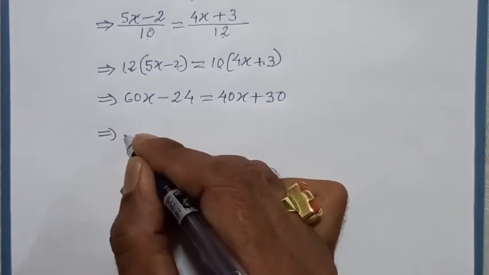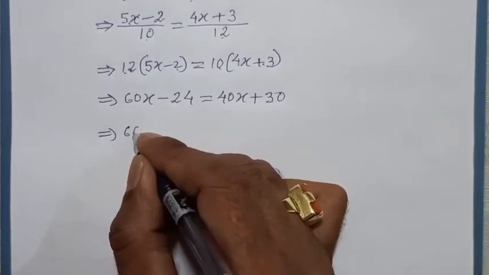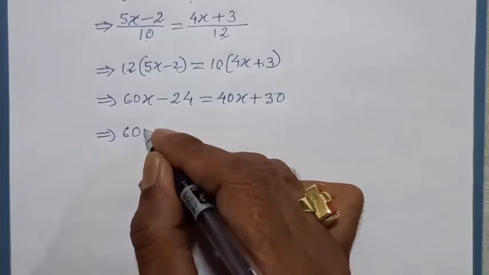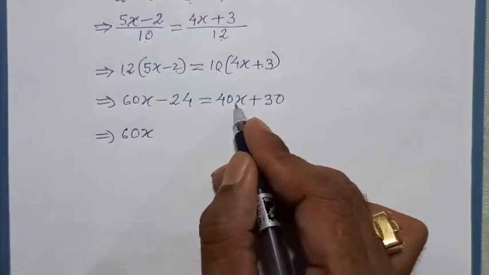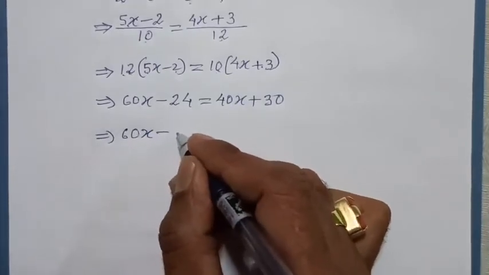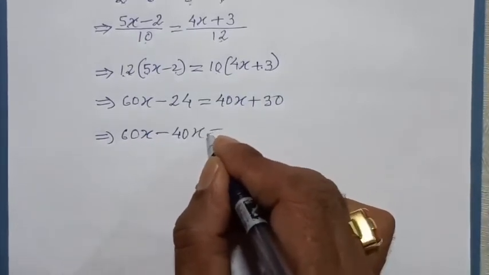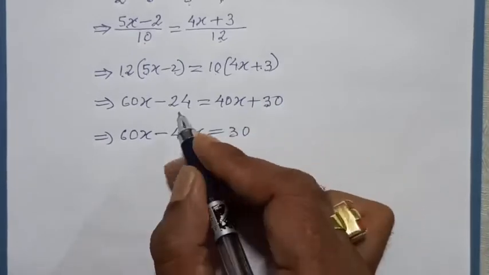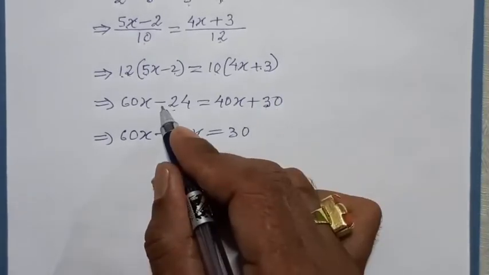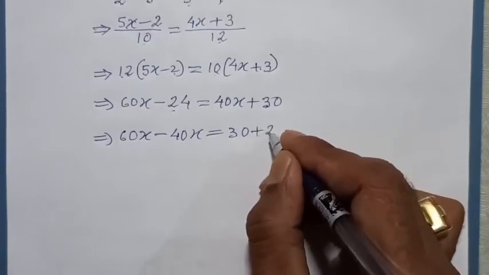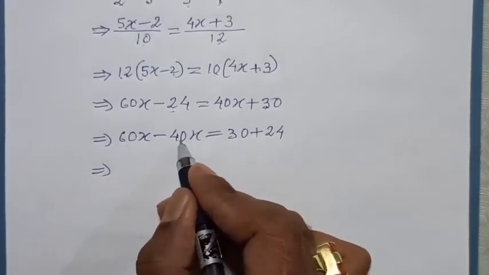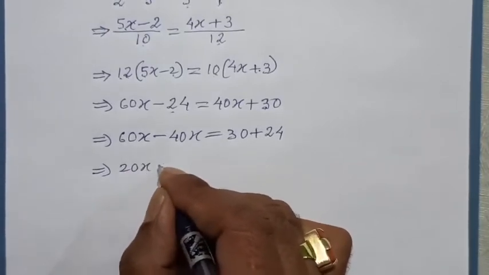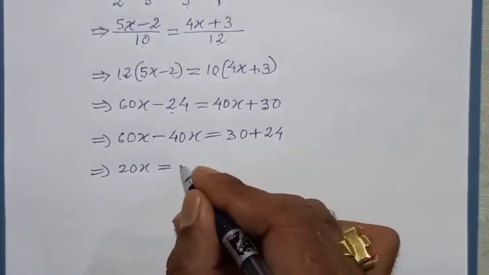Next, now we have to write down all the terms which have the variable on one side. So 60x first; 40x is transposing to the other side, so the sign is changed, minus 40x, is equal to 30. If minus 24 is transposing to the other side, the sign will be changed to plus, so plus 24. Next steps. 60x minus 40x is 20x. 30 plus 24 is 54.